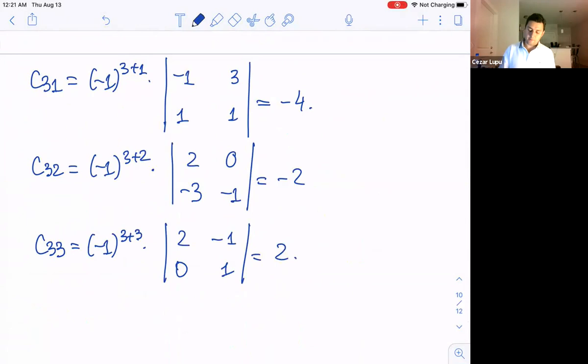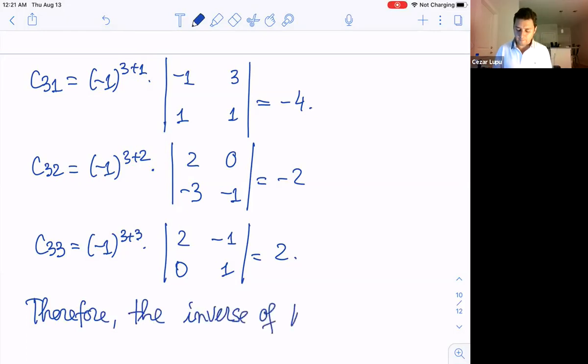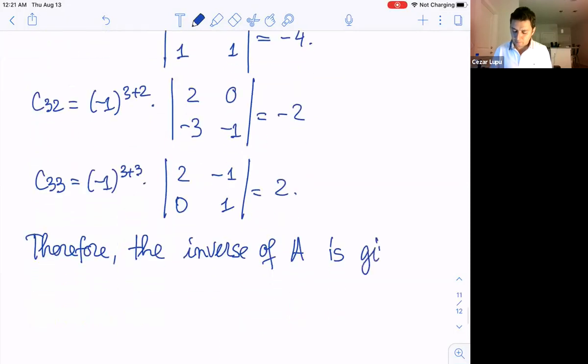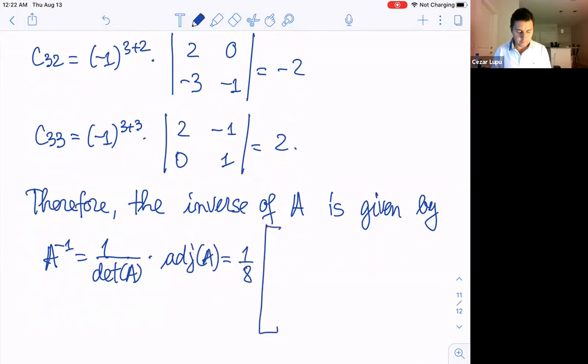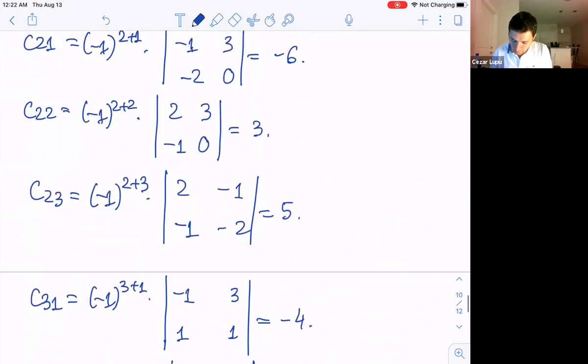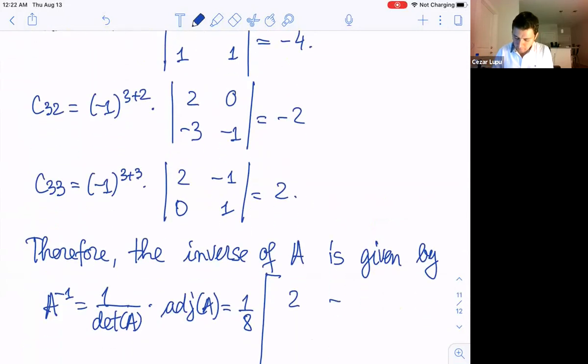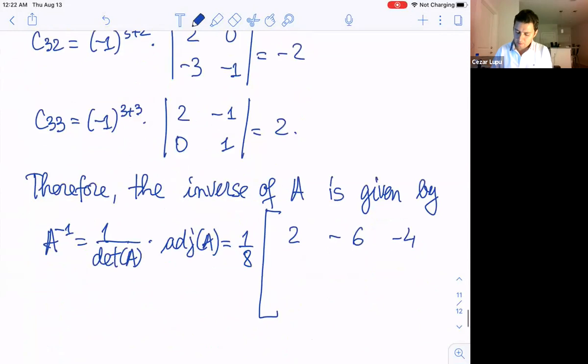Now finally, the inverse is given by this formula, which is 1 over the determinant of A times the adjugate of A, which is nothing else than 1 over 8 times the matrix 2, negative 6, 4, negative 4, sorry, negative 1, 3, negative 2, 1, 5, 2.